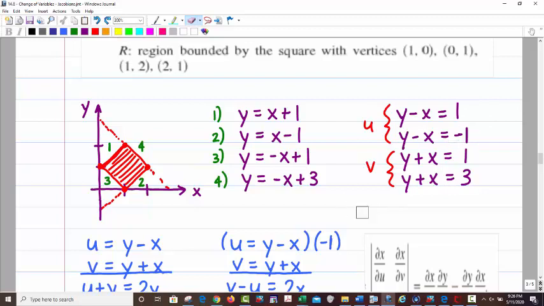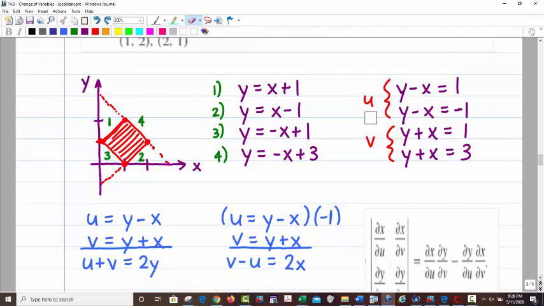And then here, I moved the negative x's over, made them positive x. They both become y plus x, and I get 1 and 3. So we know that v will go from 1 to 3. So we're almost set, but we have to get the Jacobian. All right.